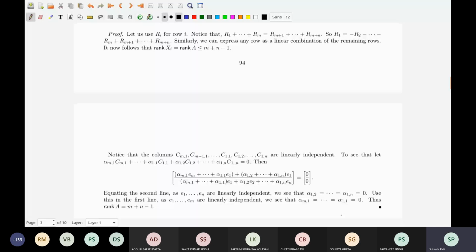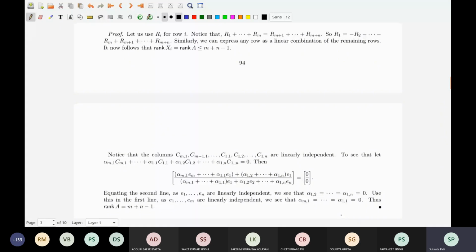So I didn't write the span argument; I selected the general style of argument, proving linear independence by putting your argument using that span argument. That I have not written over here, but that is okay. Essentially these are the same.